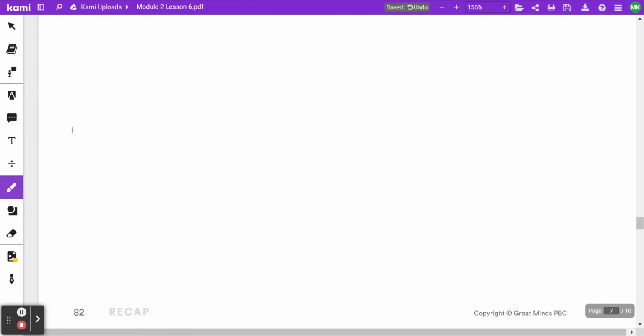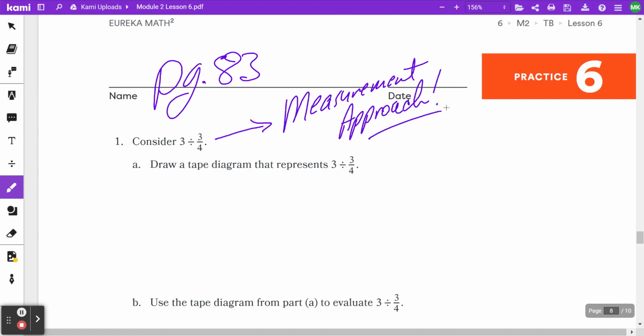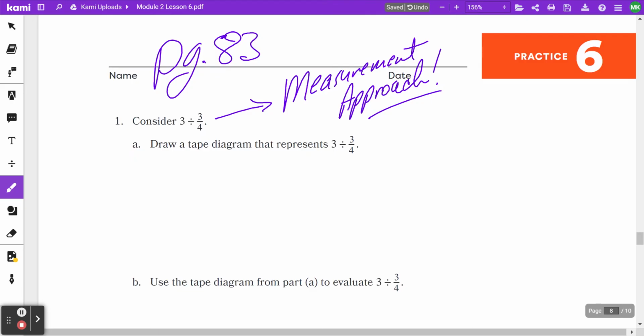I'm just going to cruise on down here, and there's page 83. Here's how we're doing this. We're going to use what I like to call the measurement approach to division. What I mean by that is we're literally going to measure out the number of groups that we need. Normally, if I had 12 parts and I wanted to make groups of three, my answer is four. What I'm asking is, how many groups of three can I lay out so that I have a total of 12? And that answer would be 4.